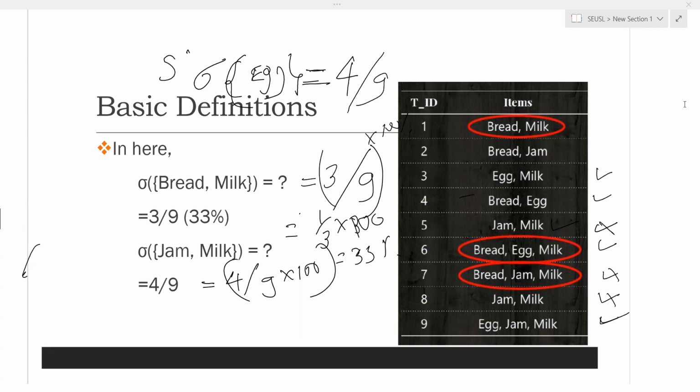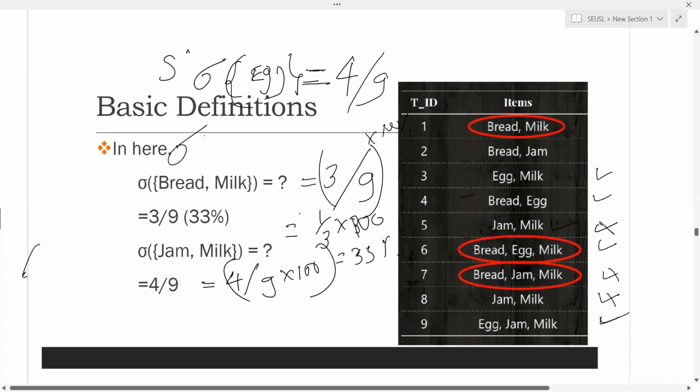Okay, now someone tell me what is the support of egg and milk? What is that? You need to find out how many transactions contain egg and milk. What is the count? This one. What else? This one. This one. How many? Someone tell me.